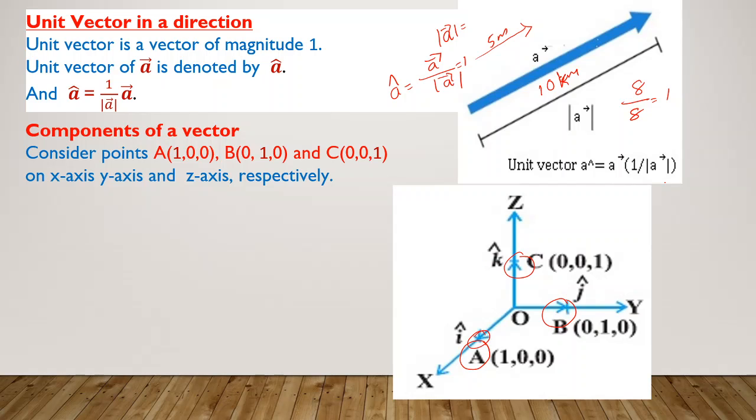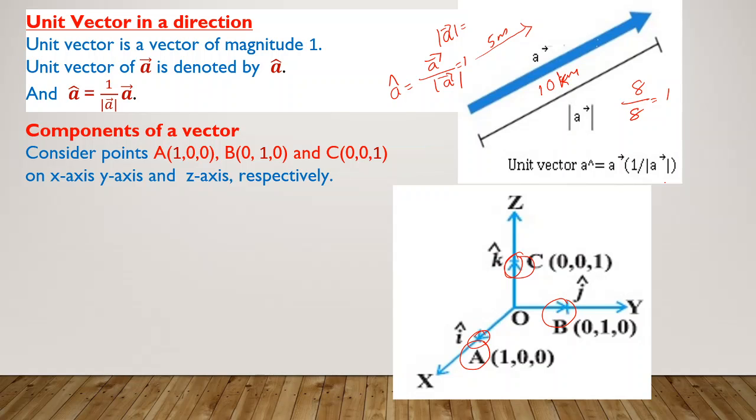Point A lies on the x-axis. So automatically we will come to know that if it lies on the x-axis, the y and z coordinates will be 0. Similarly, point B lies on the y-axis, so the x and z coordinates will be 0. And point C lies on the z-axis, so the x and y coordinates will be 0. Correct? So now let me take these 3 points which lie on the x, y and z axis respectively.